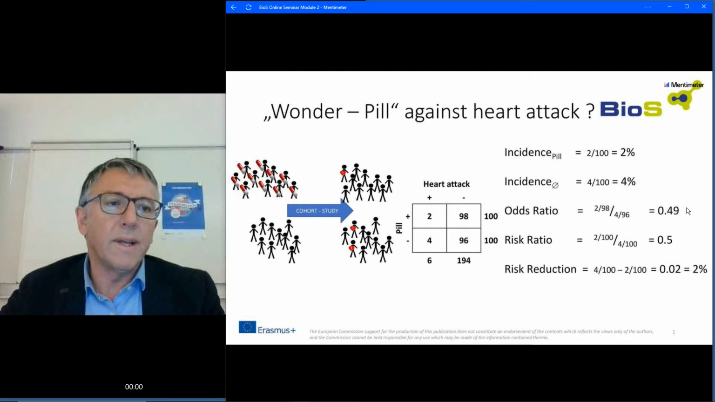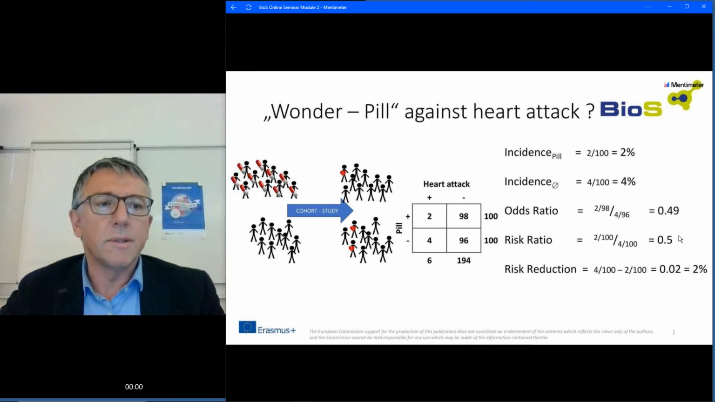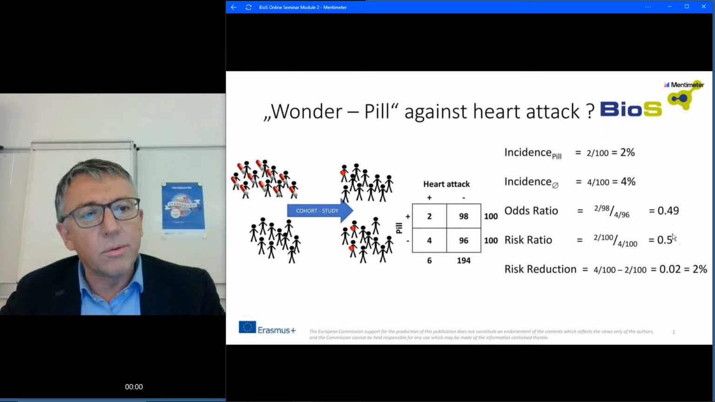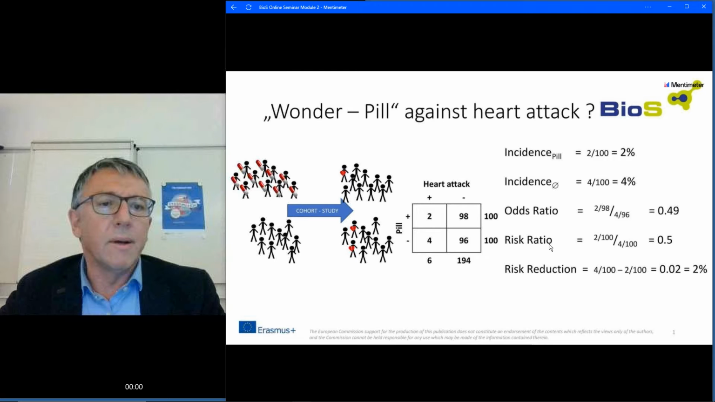So for rare diseases, odds ratios and risk ratios are actually quite similar. What does it mean, a risk ratio of 0.5? If the risk ratio would be 1, that would mean that there would be no difference in the ratio in one group as compared to the ratio in the other group. So a risk ratio of 1 would mean there's no difference in taking the pill or not taking the pill.